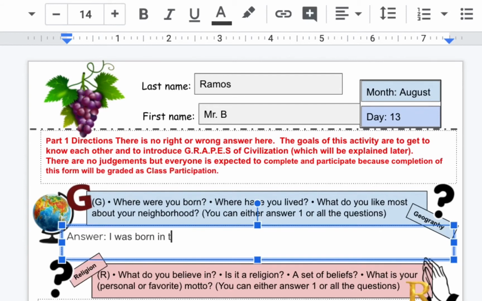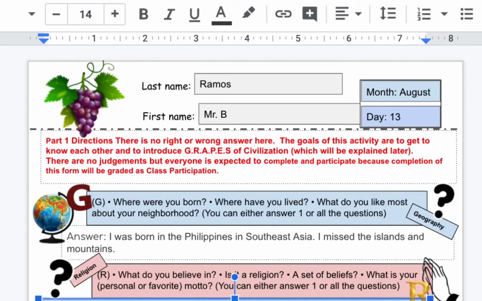So I will answer the first one. I was born in the Philippines. The Philippines is in Southeast Asia. What I miss the most are beaches and mountains. Those are the things that I miss the most in the Philippines. You don't have to answer everything. It's as simple as that. I was born in the Philippines and these are the things that I miss.